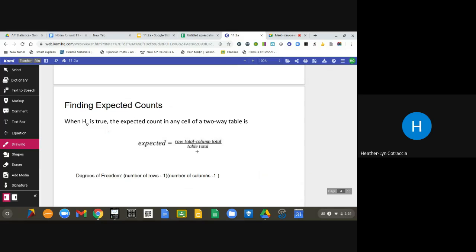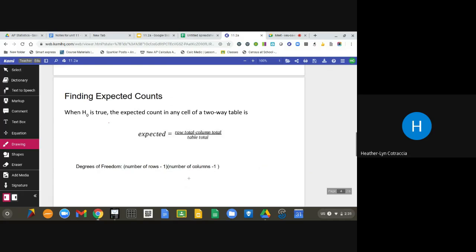If you want to know why this formula works, let me know. But I'm guessing at this point in the course, most of you are ready to just know the formulas. And there it is, row total times column total divided by total total. And then your degrees of freedom are slightly different this time, and that's going to be number of rows minus 1 times the number of columns minus 1. And again, we'll get practice with that in just a moment.